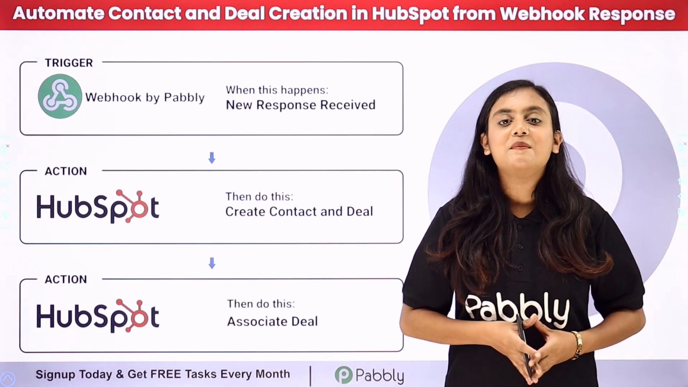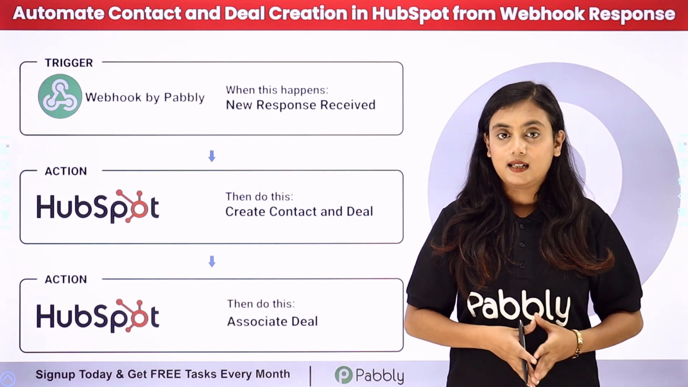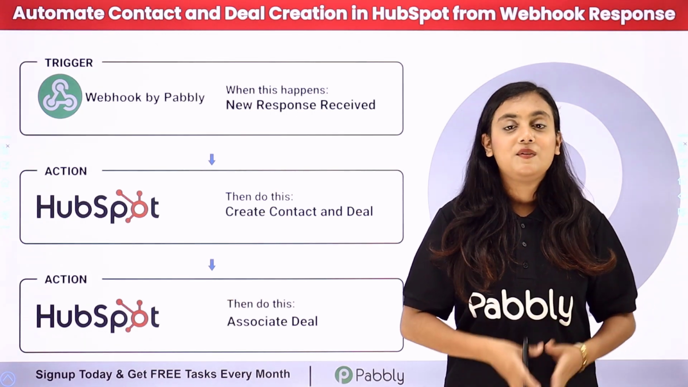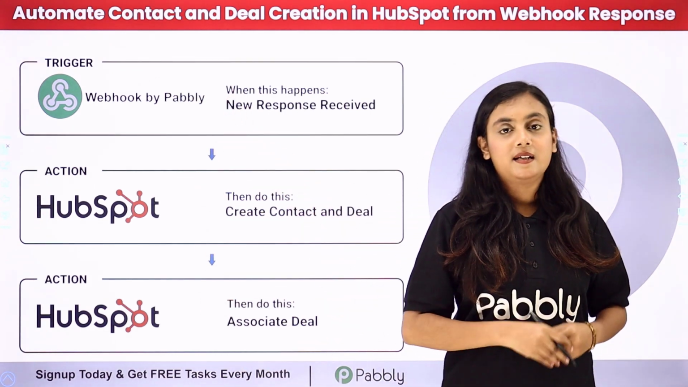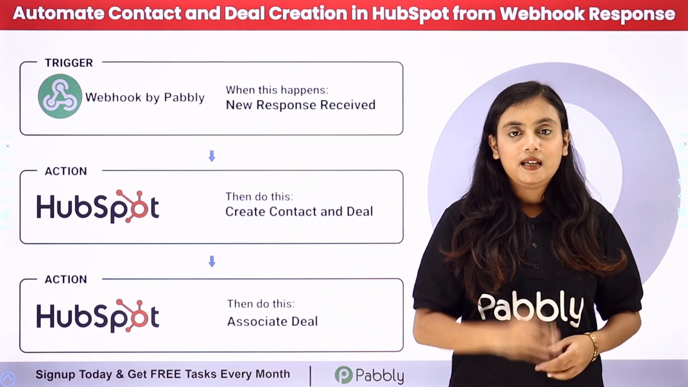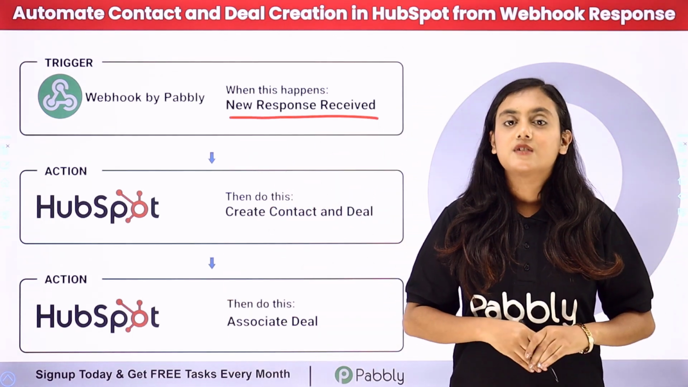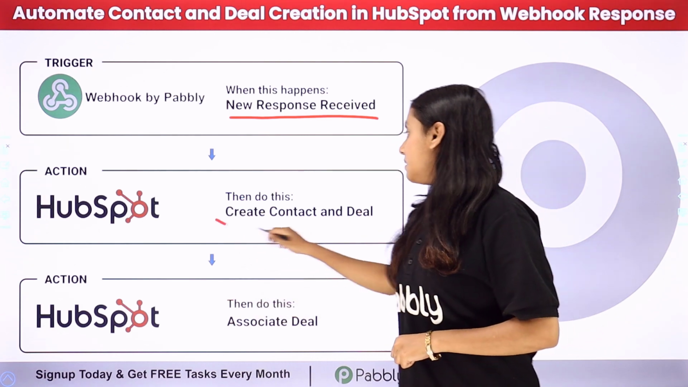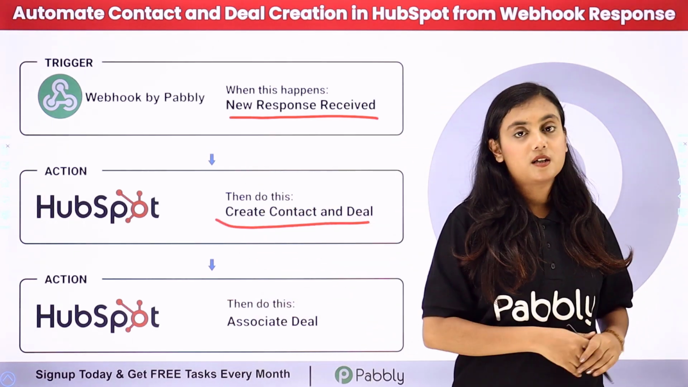So let's suppose I'm using an application which is not natively integrated with Pabbly Connect. And to create an integration between the application and Pabbly Connect, we will be using Webhook by Pabbly. And as I have used Webhook by Pabbly, I will be receiving a response in my Webhook. And as I have received the response, I want to create a contact and a deal with the help of the response that we have received in my HubSpot account.